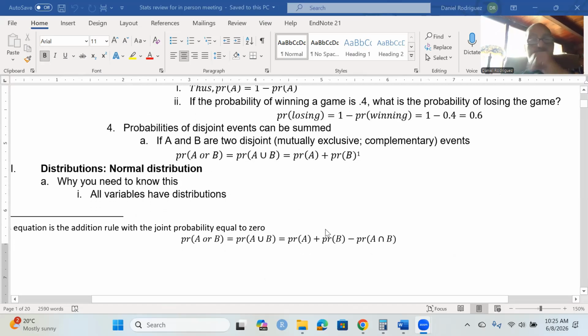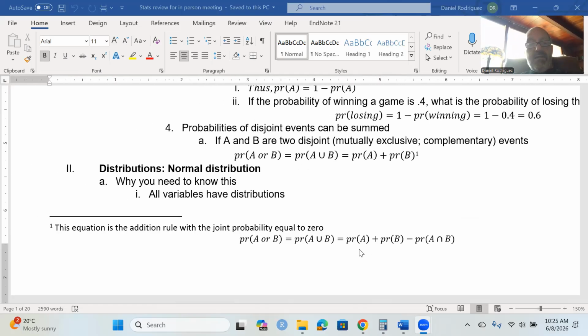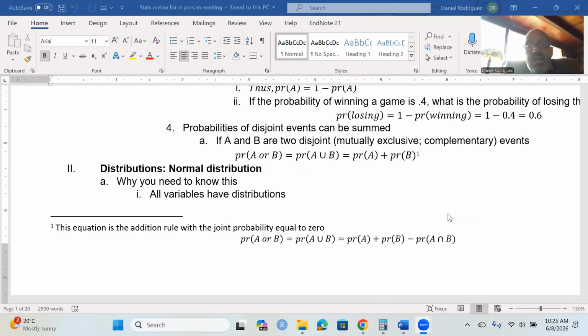Probabilities of disjoint events can be summed. These can be added together. If A and B are two disjoint, mutually exclusive events, that'll mean the same thing, disjoint means it cannot occur together, then the probability of A or B occurring is the probability of the union of the two events, which is the probability of A plus the probability of B. This equation is just a part of the addition rule in general. The addition rule accounts for the possibility that two things can co-occur.